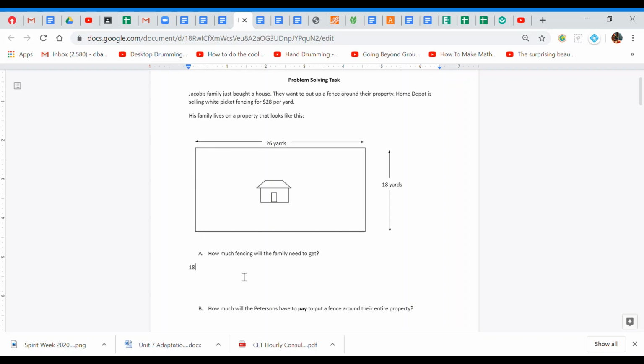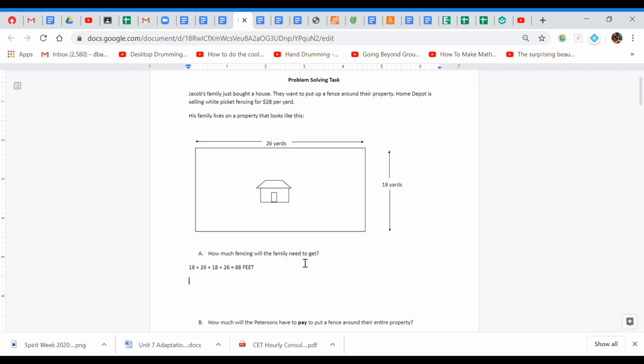A lot of you probably made it just a simple addition problem. You walk 18 yards, then you walk 26 yards, then you walk another 18 yards, then another 26 yards, and you're back where you started. You've walked the whole perimeter, or outside, of the shape. If I do this as an addition problem, I'm going to fast forward it there. We get 88 feet. So that's a simple way to do perimeter, and it's going to work for rectangles and squares.